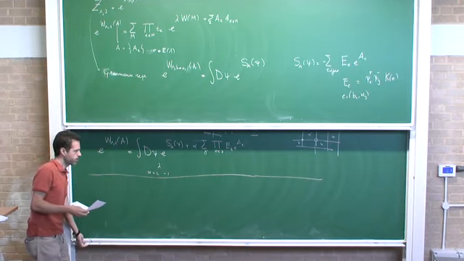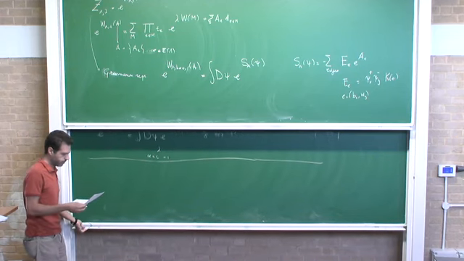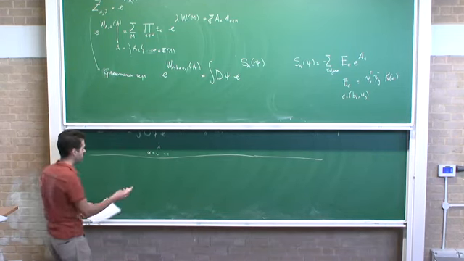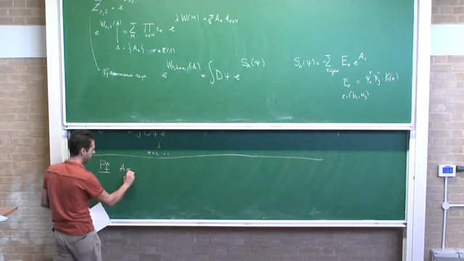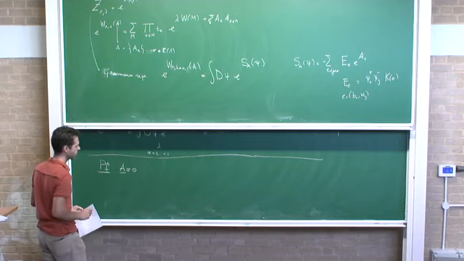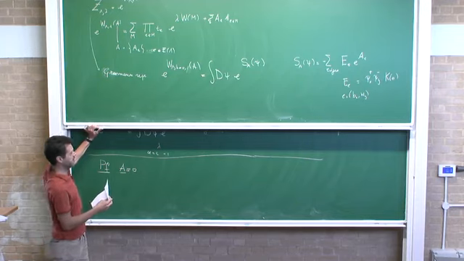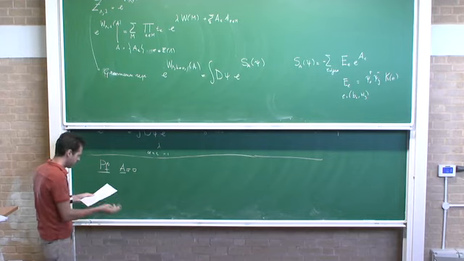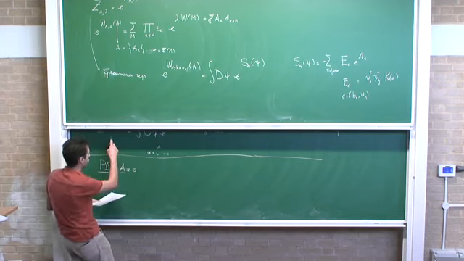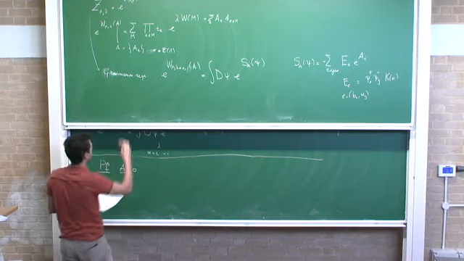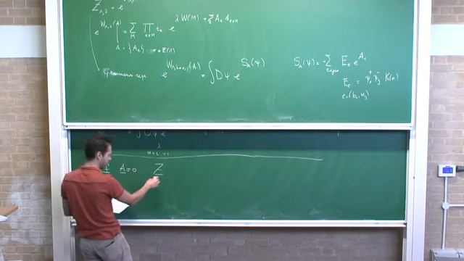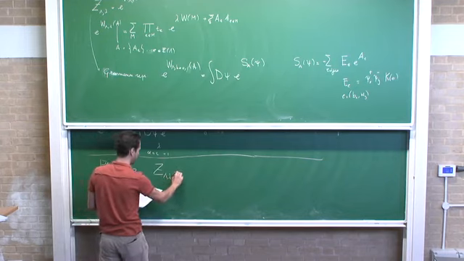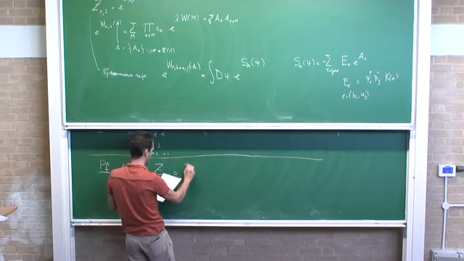Okay, so let me give the proof. Just for simplicity of notation, let's set all the a's to be 0. The starting point is just to take the definition, of course, and so I take a to 0, so I'm just looking at the partition function. So this is just the sum over all configurations.